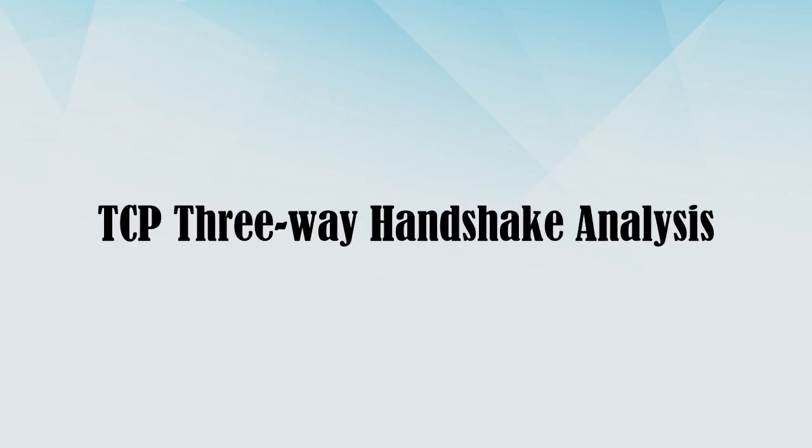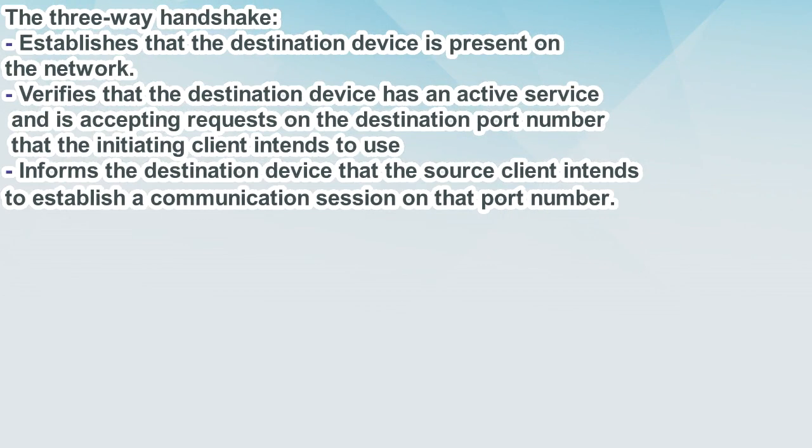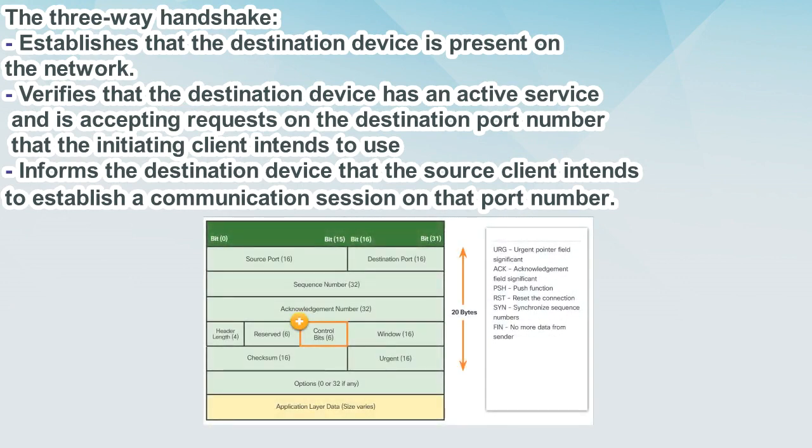TCP three-way handshake analysis. The three-way handshake establishes that the destination device is present on the network, verifies that the destination device has an active service and is accepting requests on the destination port that the initiating client intends to use, and informs the destination device that the source client intends to establish a communication session on that port number.